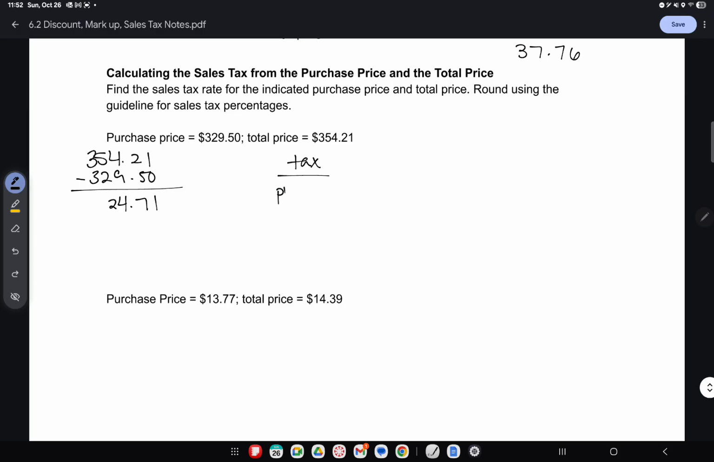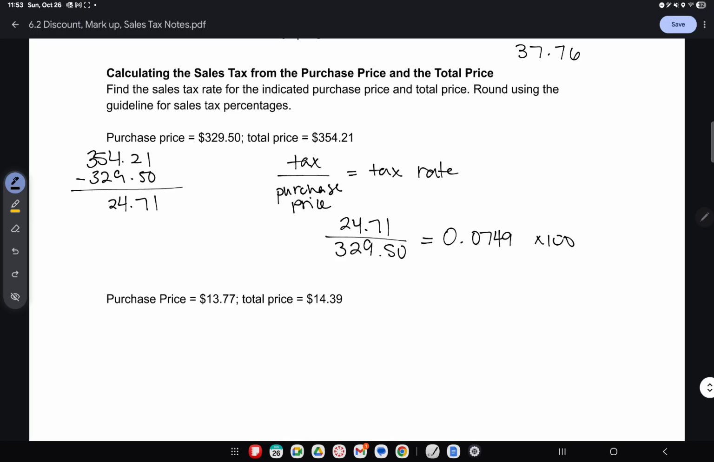Now to find that tax rate, we'll do the tax over the purchase price, and that's going to give us the tax rate as a decimal. So we're going to take the 24.71 over the purchase price, 329.50, and that gives me 0.0749. But that's as a decimal. As a percent, I can multiply by 100, and that gives me about 7, I can round that, 7.5%.